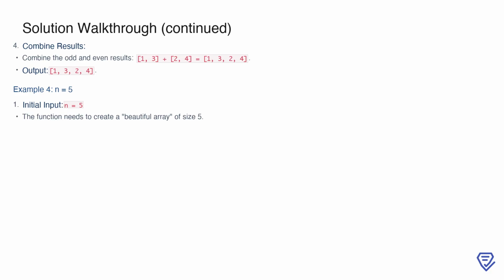Next, we consider an example where n equals 5. Here, the goal is to construct a beautiful array of size 5. As before, we begin by calculating the odd indices. This requires a recursive call with input (n+1)/2, which evaluates to 3. The function now evaluates beautiful array 3.